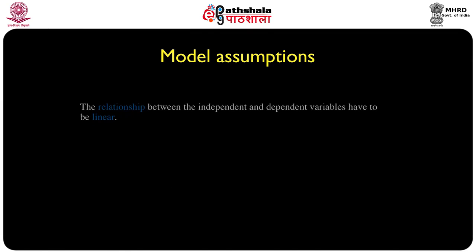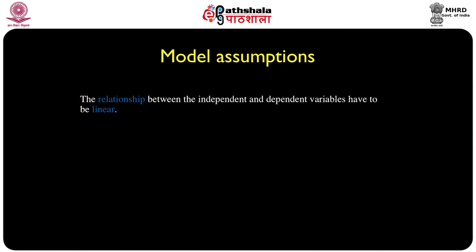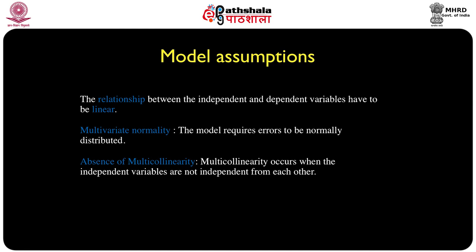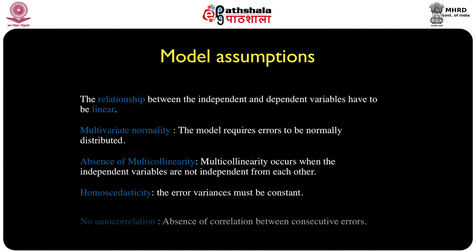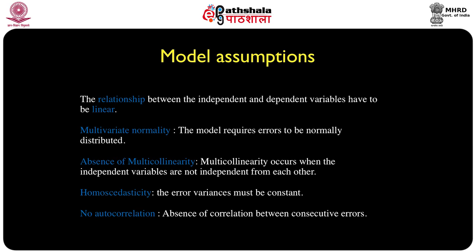Now, there are a few model assumptions made before we try to fit a multiple linear regression model. The first model assumption is that the relationship between the independent and dependent variable has to be linear. The second assumption is of normality. The model requires that the errors in the model have to be normally distributed.